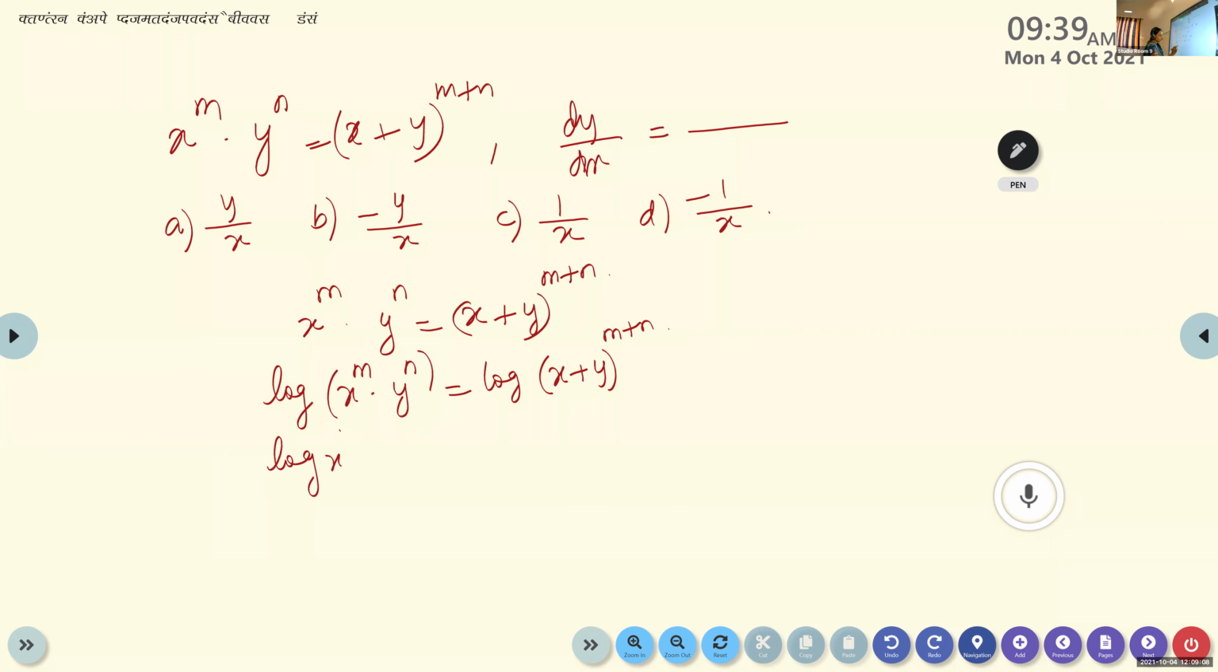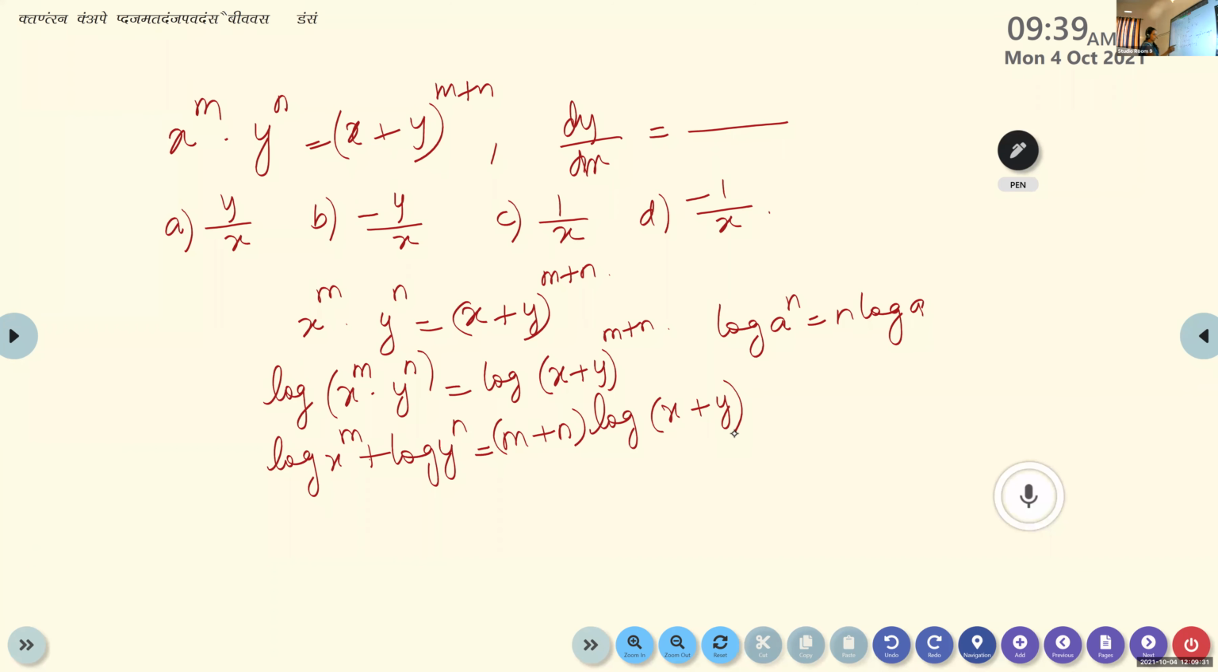So log x raised to m plus log y raised to n is equal to, if it is log a raised to n, we can take the power to the front. So power comes to the front. So m plus n into log of x plus y. Before this, once again, here we have to take the power in the front. So m log x plus n log y is equal to m plus n into log of x plus y.